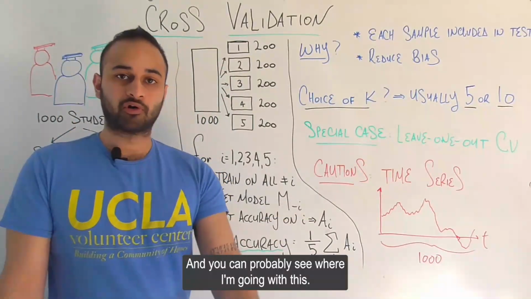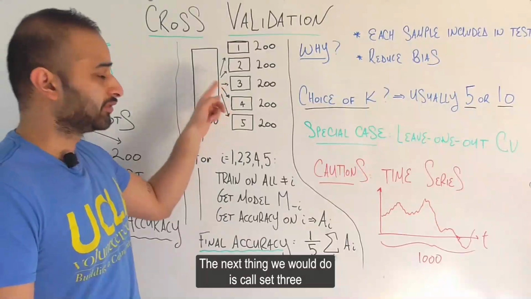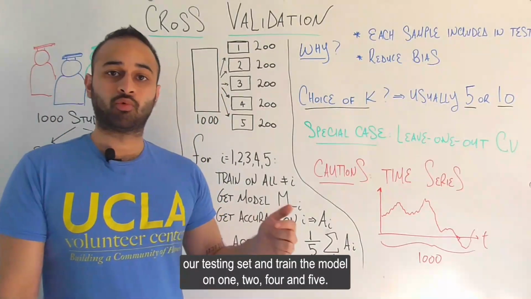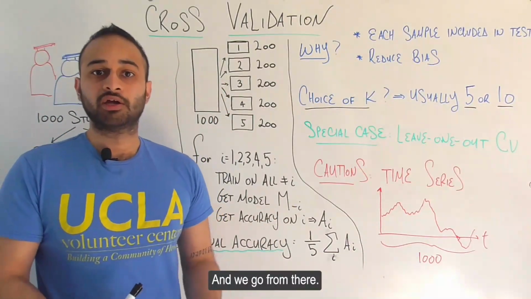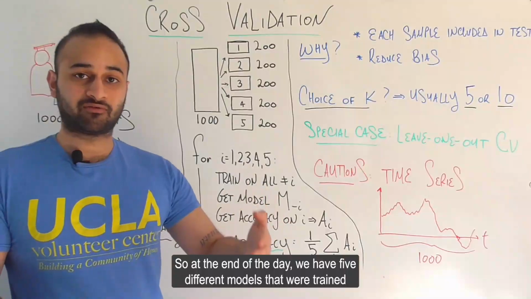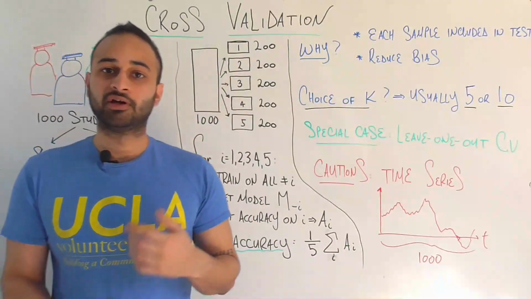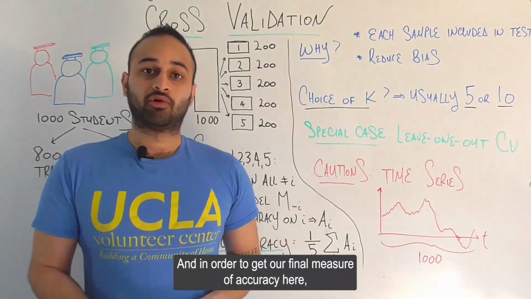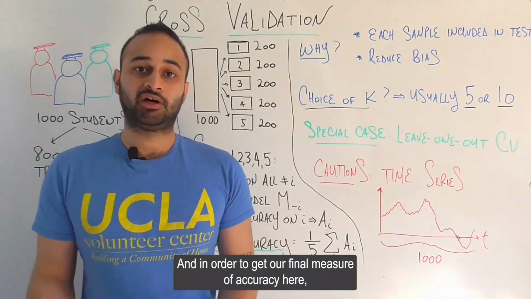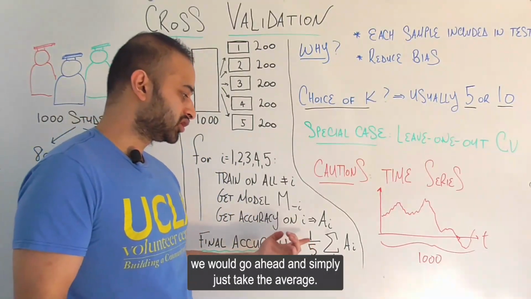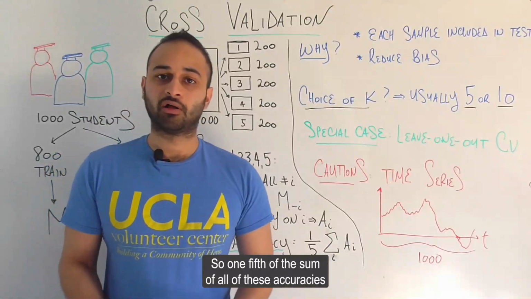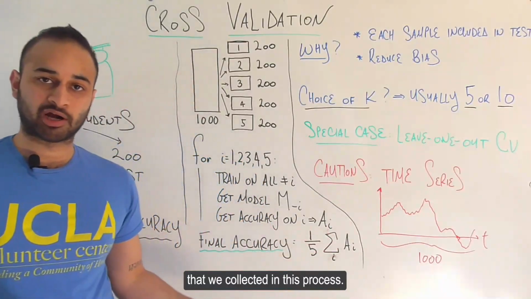And you can probably see where I'm going with this. The next thing we would do is call set 3 our testing set and train the model on 1, 2, 4, and 5, and we go from there. So at the end of the day, we have 5 different models that were trained on 5 different subsets of these 5 sets that contain all of the students. And in order to get our final measure of accuracy here, we would go ahead and simply just take the average, so 1/5 of the sum of all of these accuracies that we collected in this process.